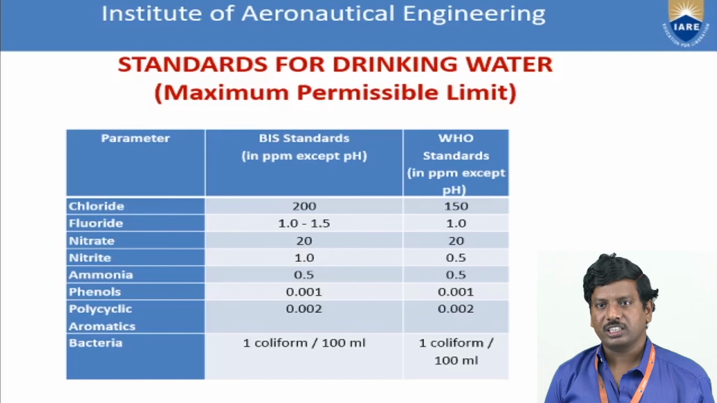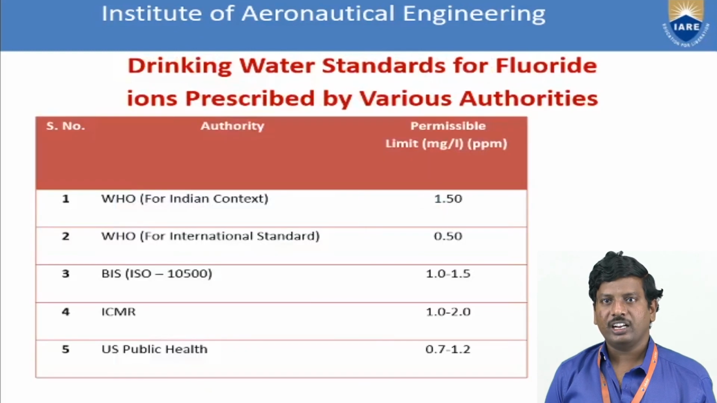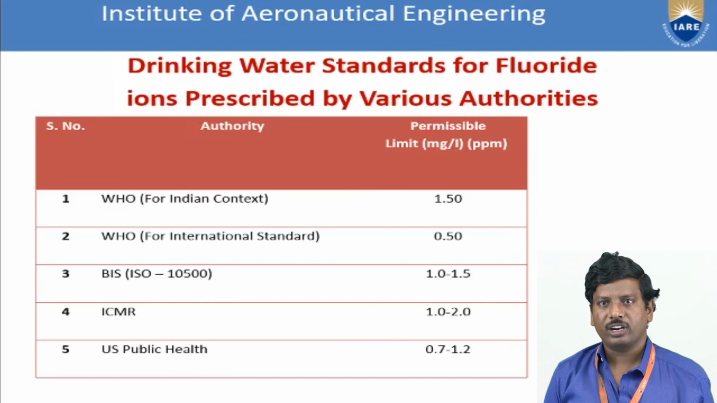Polycyclic aromatics are present at 0.002 ppm, and WHO standards give 0.002 ppm. And the final one is bacteria, which is measured as coliform. One coliform per 100 ml as per BIS standards, and WHO standards also give one coliform per 100 ml. And finally, the drinking water standards for fluoride ions prescribed by various authorities.